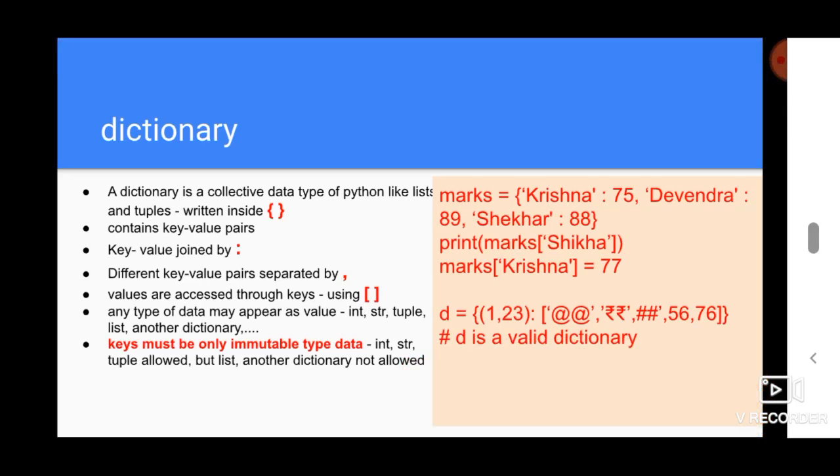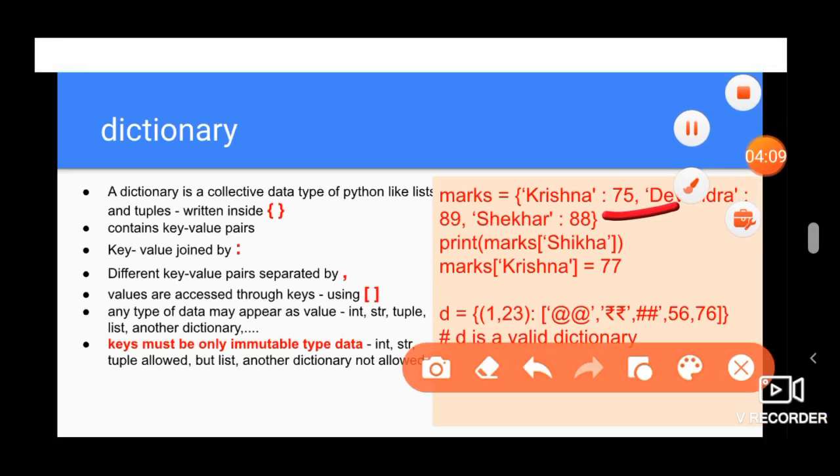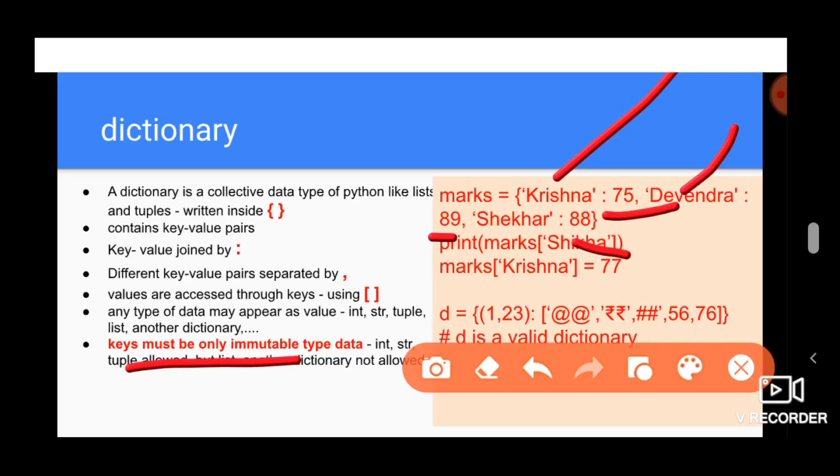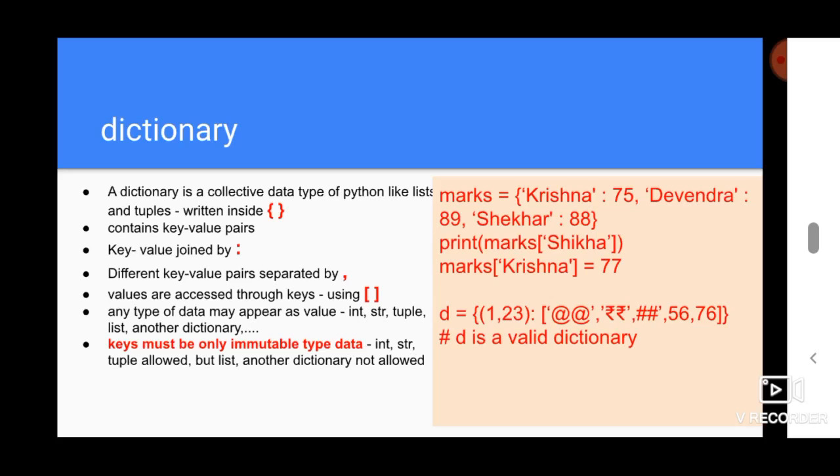Then the question arises, what type of data can be used as keys or values? See, values can be any type of data in Python. Here we are using integers as the values, but the values can be of any type like string or tuple or list, or it may even be another dictionary. So there is no restriction on values, but the keys must be only immutable type data. That is integer, string, tuples, only these types of data can appear as keys. The keys cannot be mutable type data like lists or dictionaries.